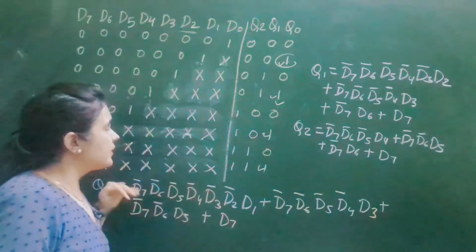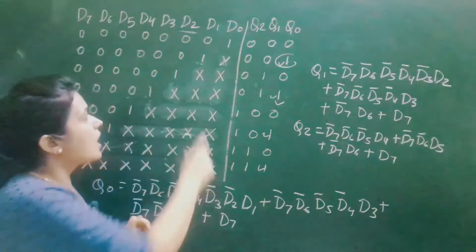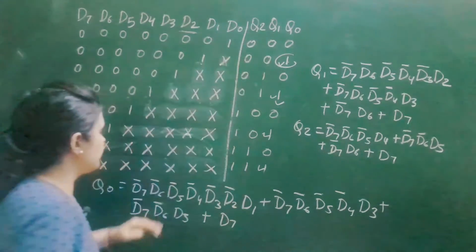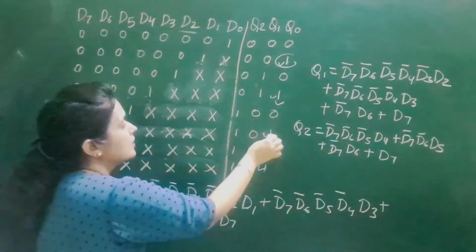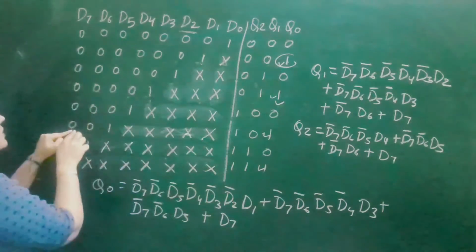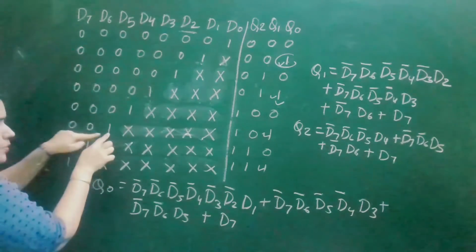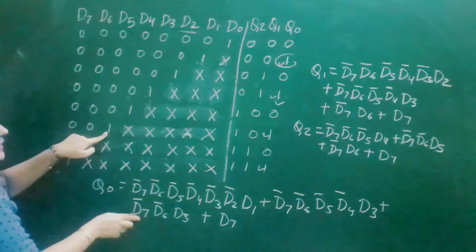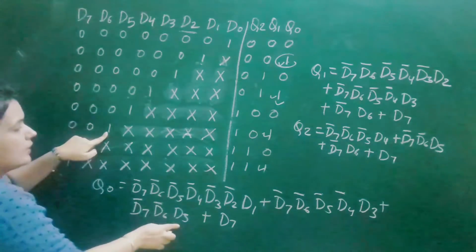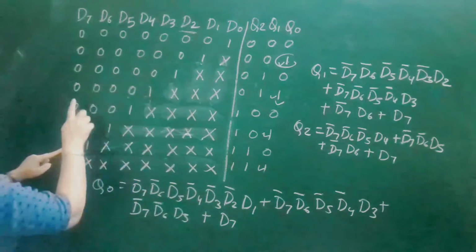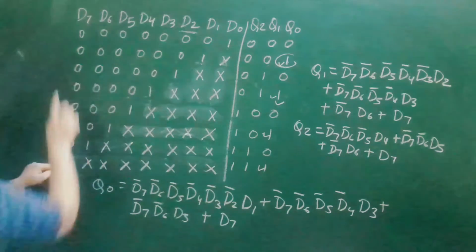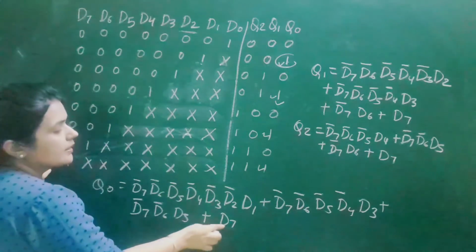Here I have written expressions for all of these outputs, Q0, Q1 and Q2. Here you observe that at this point D7 should be 0, D6 should be 0 and D5 should be 1. So the expression for this will be D7 complement, D6 complement, D5. Here at this point D7 should be 1, so I have simply written D7.